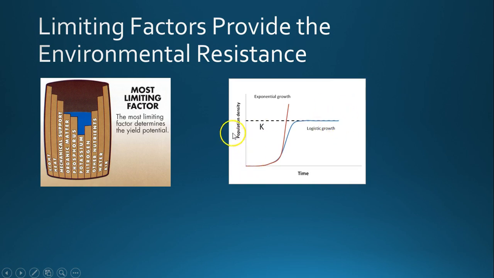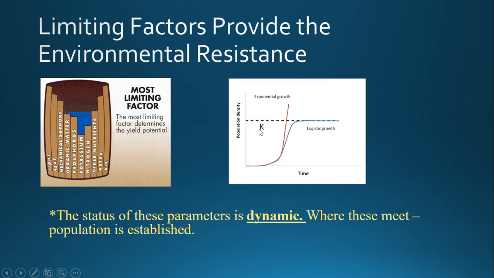And so the idea of carrying capacity is, what is the population level at which we can't continue to grow like we were growing? We can grow like gangbusters up until this point, but right here we're going to start leveling off at that carrying capacity level. So the status of these parameters is dynamic. In fact, this is a very simplistic model of what's going on. Let me grab my pen here.